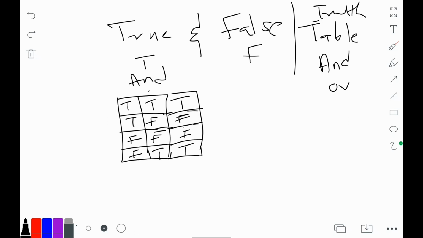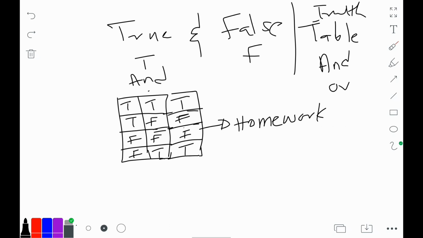What is false and false? This one I'm going to give you as homework. This is your homework. Think about this: what about false and false? And then comment below. All right.